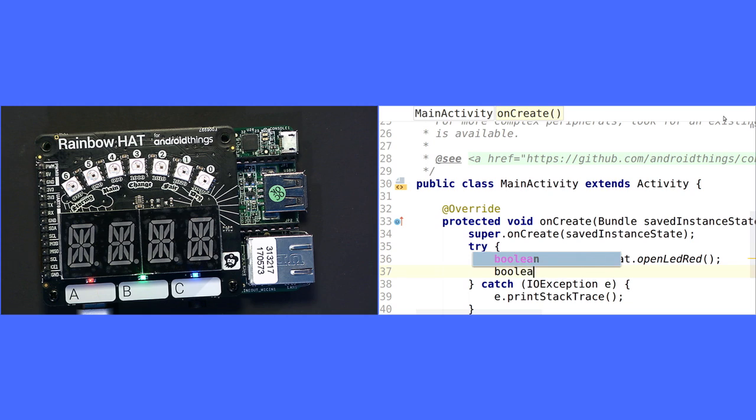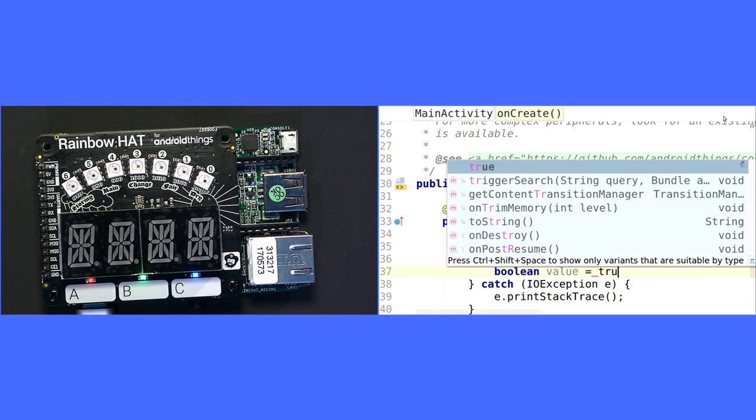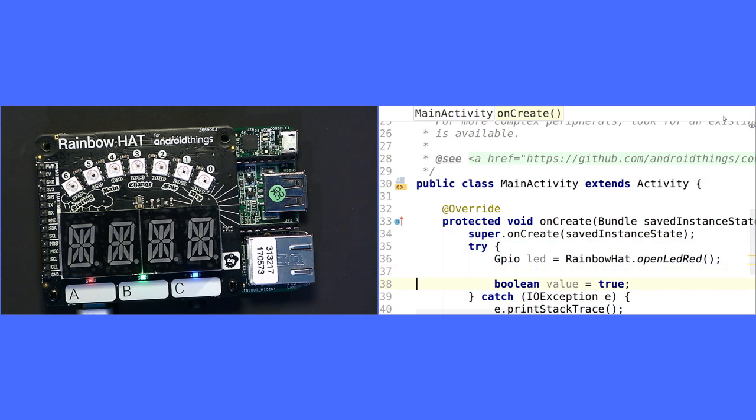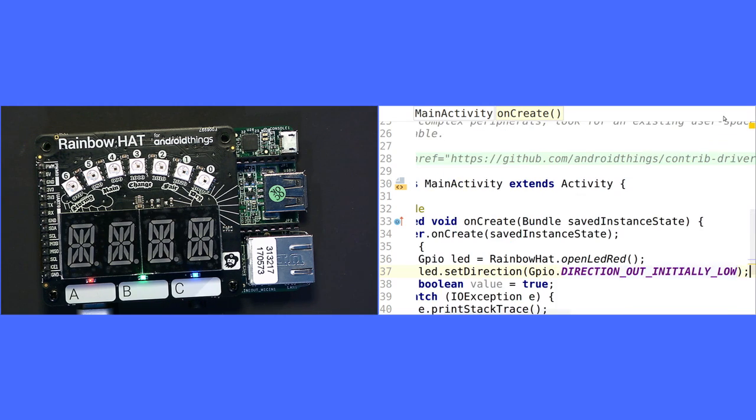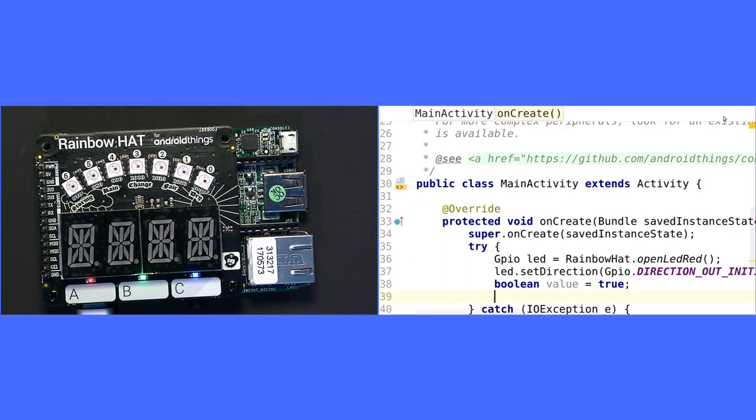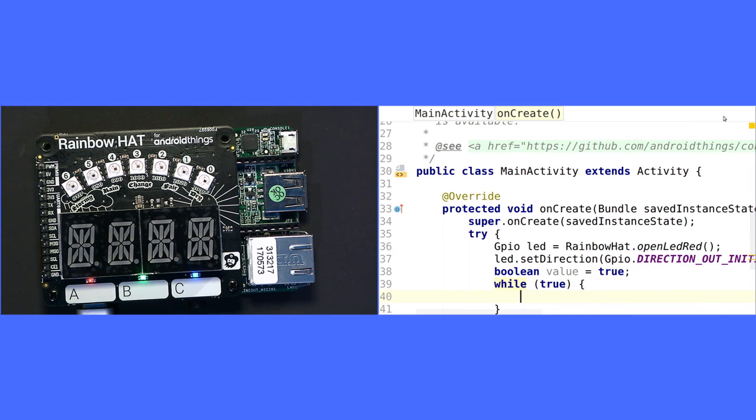And set the value. I will set the LED direction as out. So this is something that we send a signal to, not something that we collect a signal from. And I will do that in a loop. I'm pretty sure Dave has something to complain about that. We'll talk about that later.